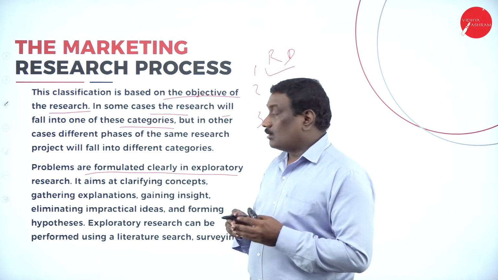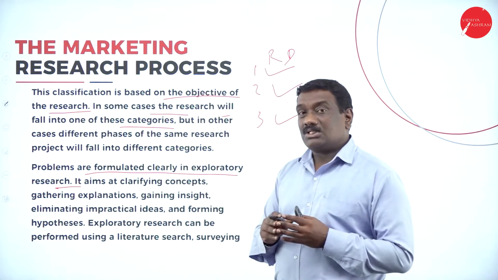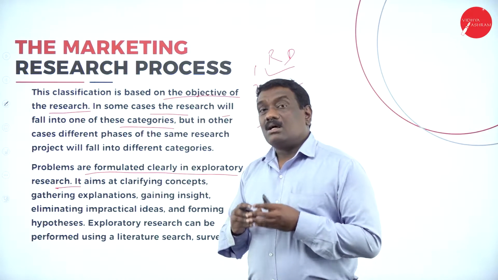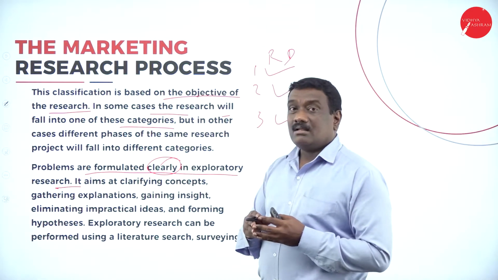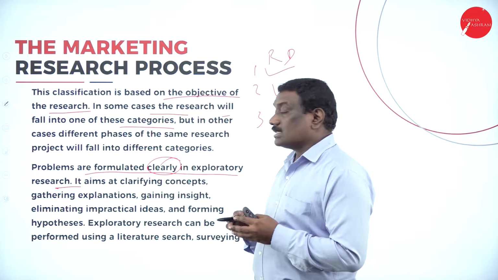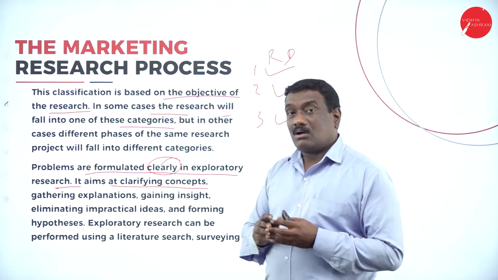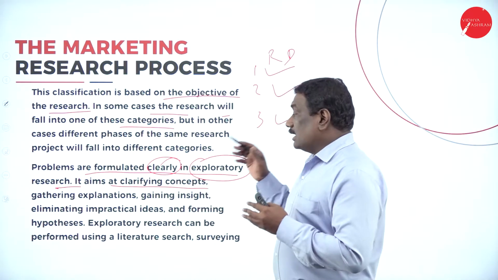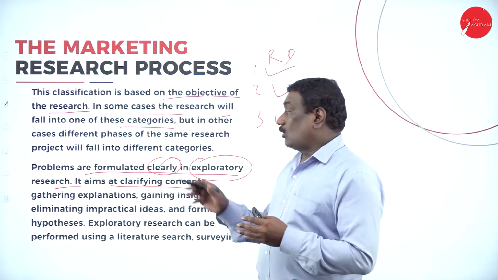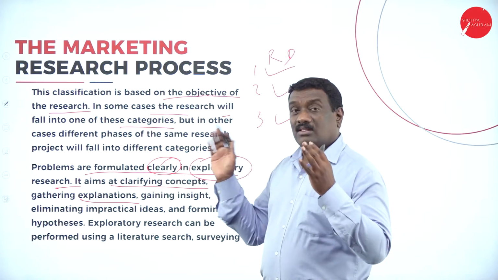The problems are formulated clearly in exploratory research. So most of the problems and the issues in market research you can find have been formulated clearly in the exploratory research, that is, in the first case. Now it aims at clarifying concepts. Under exploratory research, its main aim is clarifying the concepts, that is, gathering explanation. First is clarifying the concept.